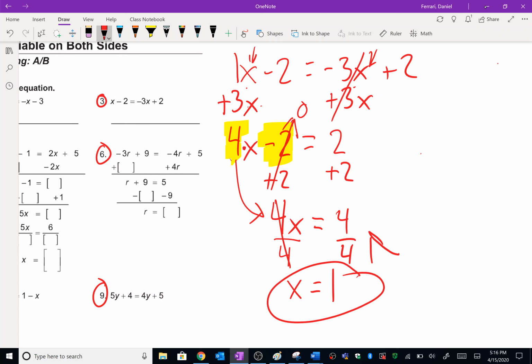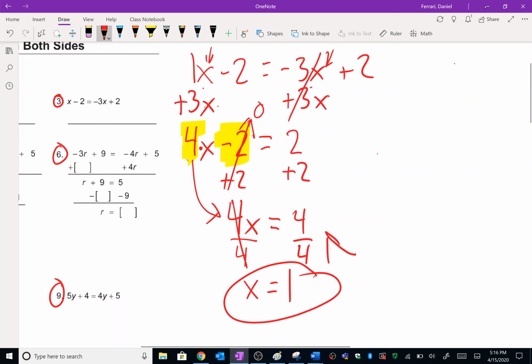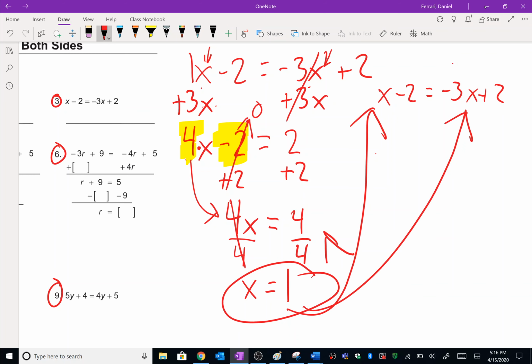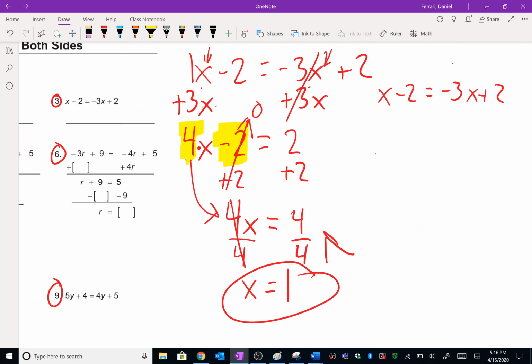Okay, now if you want to check yourself, okay, you can take this answer. Now I'm not going to do this on all of these, but you're welcome to check yourself as you do this. What I'm going to do is I'm going to take the original equation, x minus 2 equals negative 3x plus 2. Okay, so the original problem that we started with over in number 3. And I'm just going to replace anywhere I see an x with 1. Okay, so I'm going to rewrite the problem, but instead of using x's now, I'm going to use the number that I know x equals.